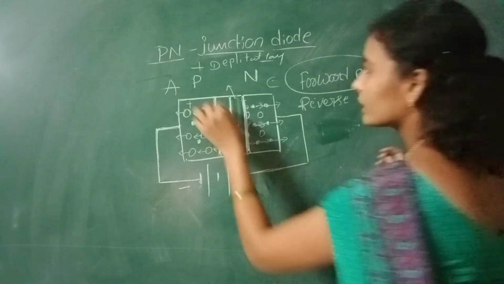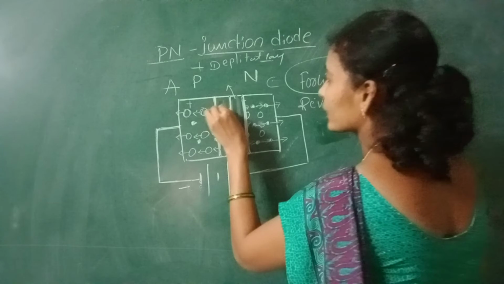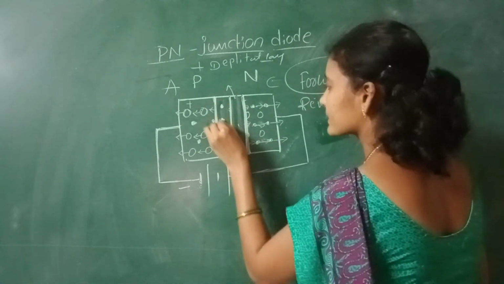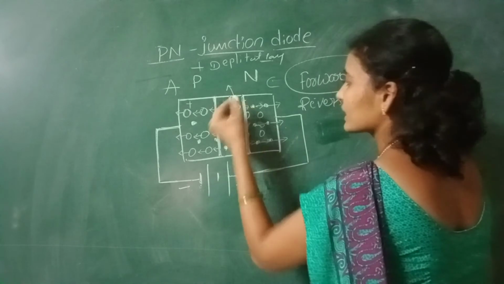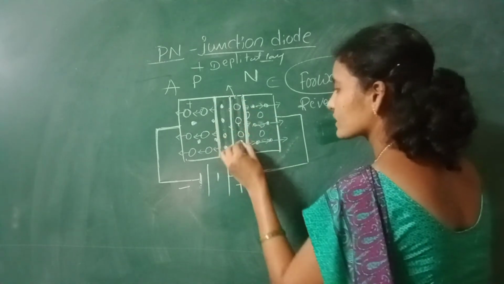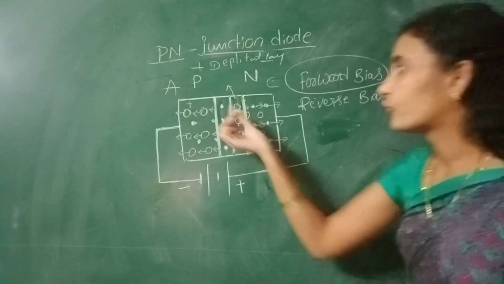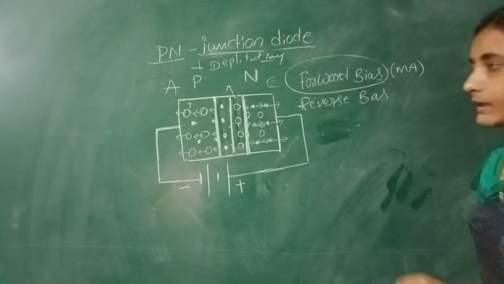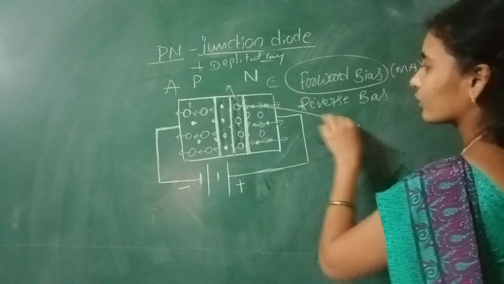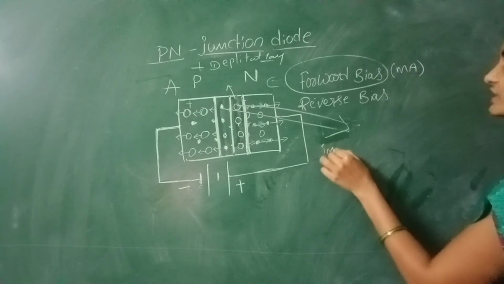So the empty place is formed by the minority charge carriers, that is electrons in the P region, and minority charge carriers, that is holes in the N region. The depletion layer is formed by the free electrons in the P region and free holes in the N region. The free holes and electrons are called immobile charge carriers.